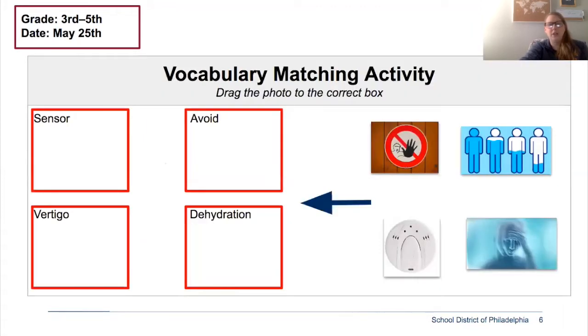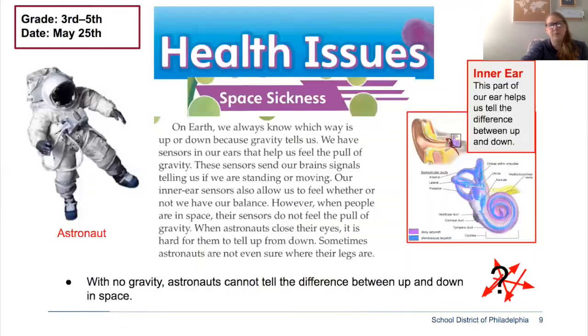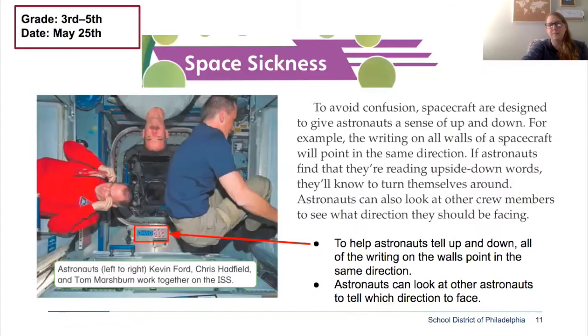Okay, here you're going to use the pictures to do a vocabulary matching activity. Just drag the photo over to the correct box. And then I want you to stop and write using your vocabulary words. Last week I noticed some people were just stopping and writing sentences about space, and I love that. But I really want you to make sure that these 3 sentences, each sentence has at least one vocabulary word in it.